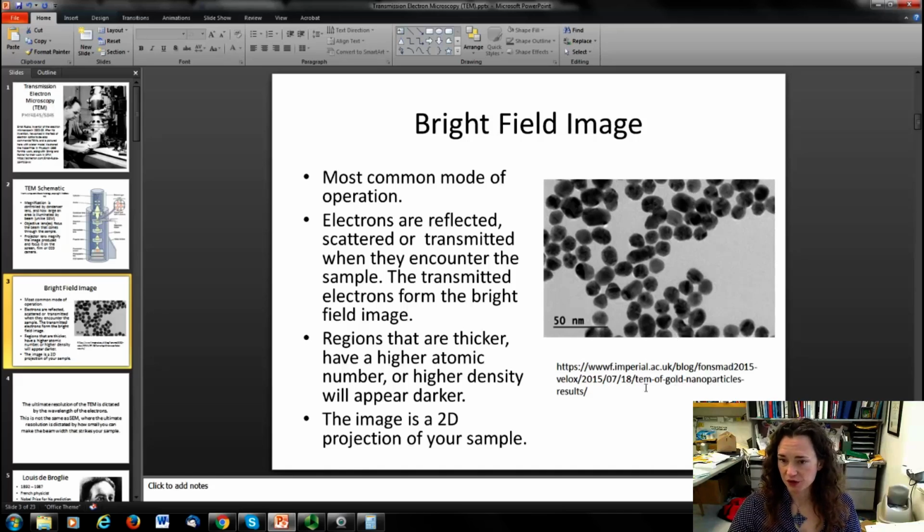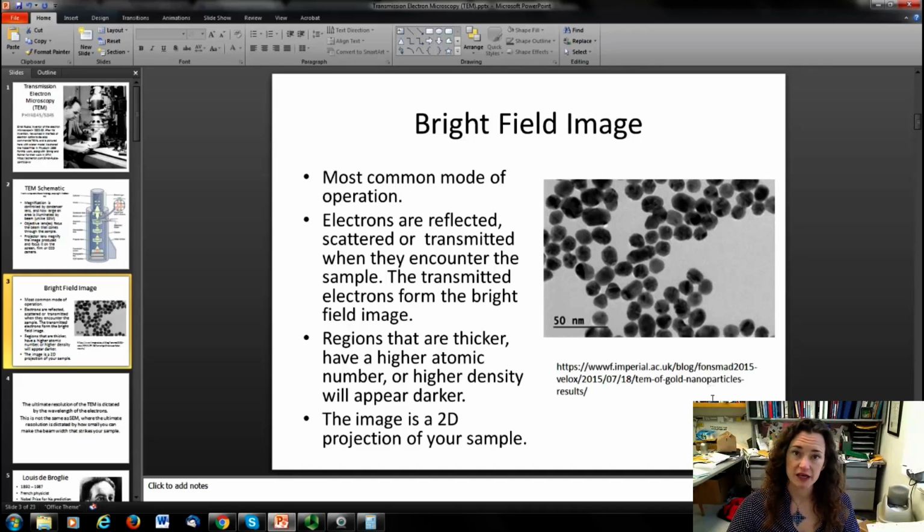I borrowed this one from some students in the UK that are making gold nanoparticles for a class project, and then they imaged their gold nanoparticles, and it's a nice TEM image, okay? The images that form, as you can see from this example, are basically 2D projections of your sample.